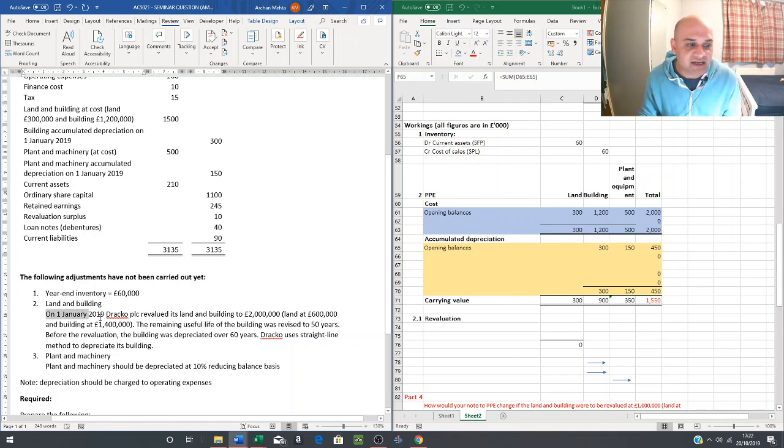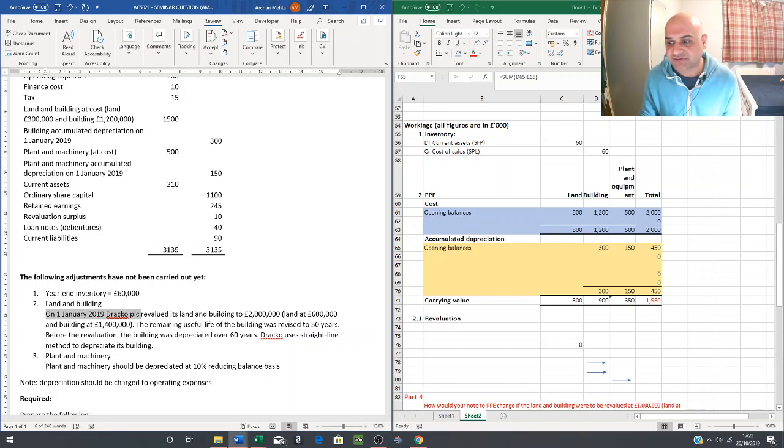If you notice the date in the question, it says 1st of January 2019. This is happening. So on 1st of January 2019, this is what is happening. Revaluation is happening. So let's do the revaluation here, and then let's deal with the revaluation here in accumulated depreciation. I'll explain that in a second, what's going on. Let's fill those details in first.